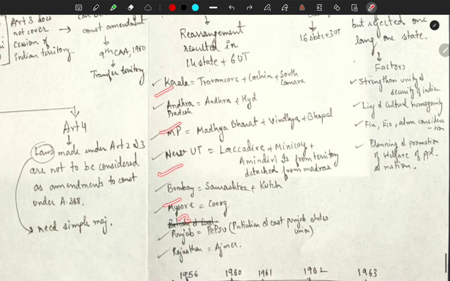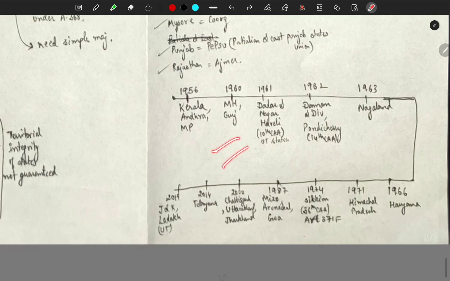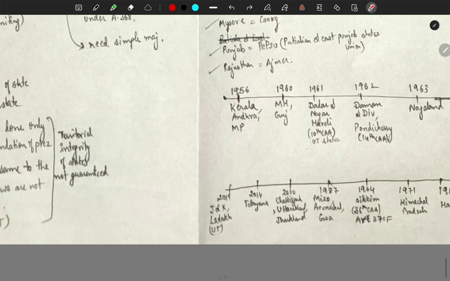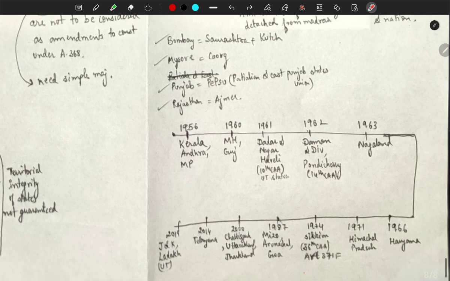The timelines are different for each of them. It's not mentioned here; it is mentioned in this one. So let's see one by one. In 1956, Kerala, Andhra Pradesh and Madhya Pradesh were formed. In 1960, Maharashtra and Gujarat were formed. In 1961, Dadra and Nagar Haveli, by the 10th Constitutional Amendment Act, was given Union Territory status.